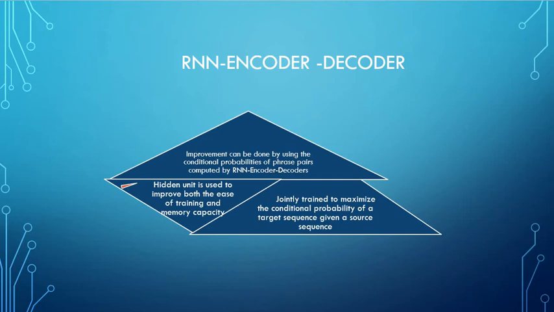This hidden unit is used to improve both the ease of training and memory capacity. There was no way of storing memory in the feed-forward neural network. That is why RNN is being used. And it is jointly trained to maximize the conditional probability of a target sequence given a source sequence.